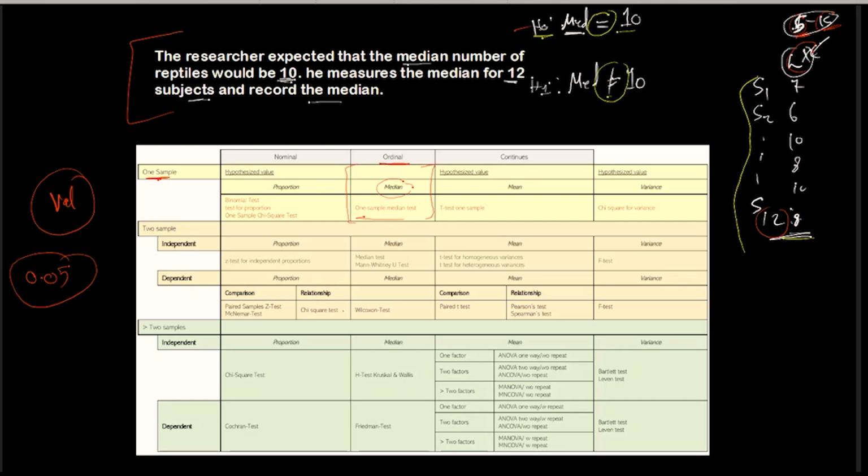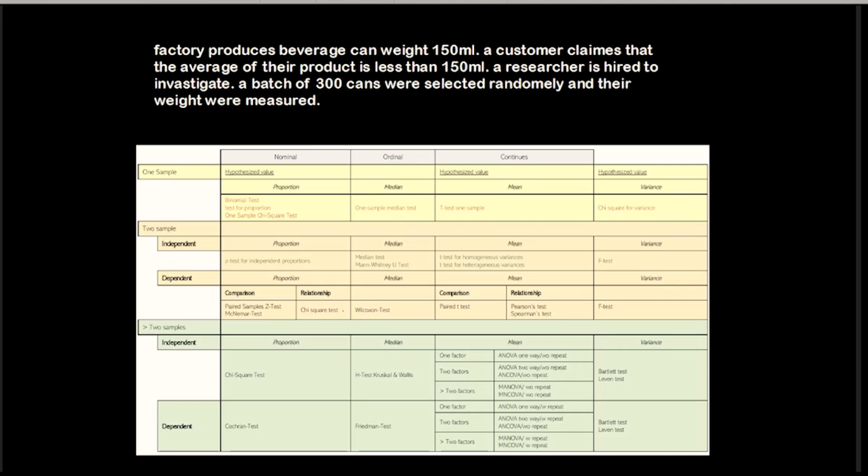either to reject or to fail to reject. Next question. In this question, say we have a factory that produces beverage cans, and the weight of this beverage can is 150 ml. Now, a customer claims that the average of their product is less than 150 ml. And now a researcher is hired to investigate. A batch of 300 cans were selected randomly and their weight were measured.